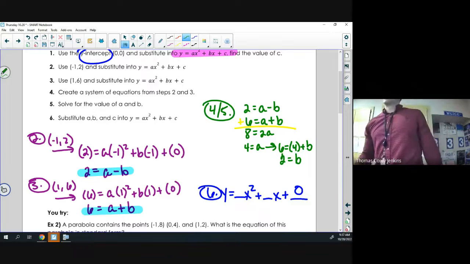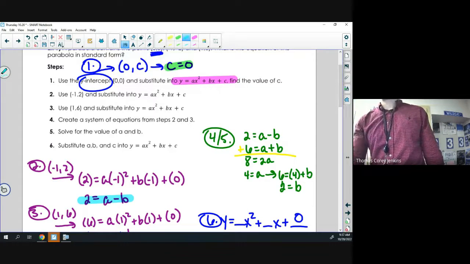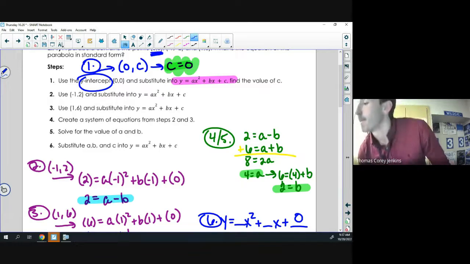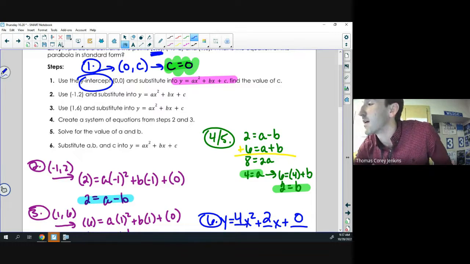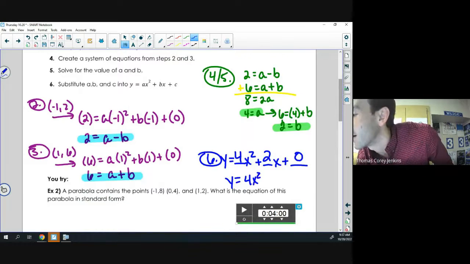So then when it's all said and done, we have a, b, and c. A is 4, b is 2, and we already said c is 0. So then we just sub it all in and make it look pretty. So 4 times x squared plus 2 times x plus 0, which we would type into Math Excel or write on a test as y equals 4x squared plus 2x.